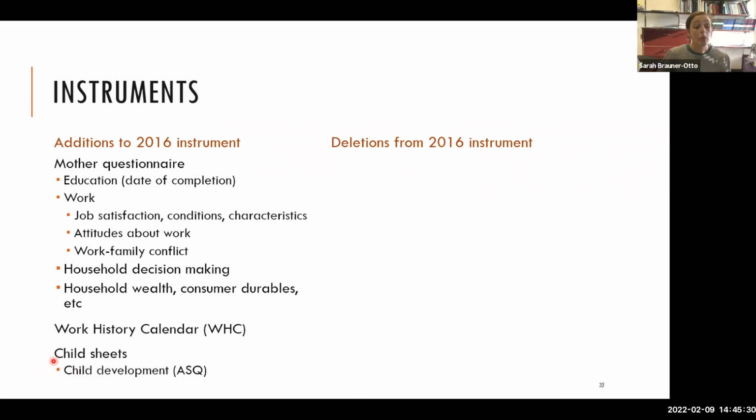And then we have the child sheets. And as Emily said, the big addition here for the child data collection is the child development questions for the Ages and Stages Questionnaire.